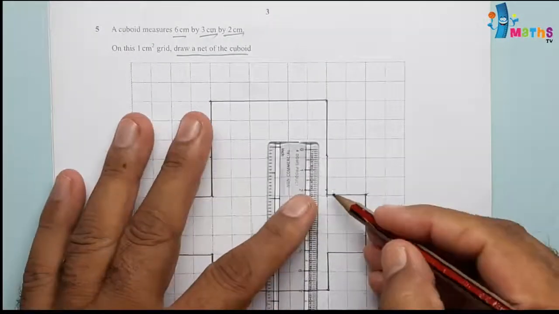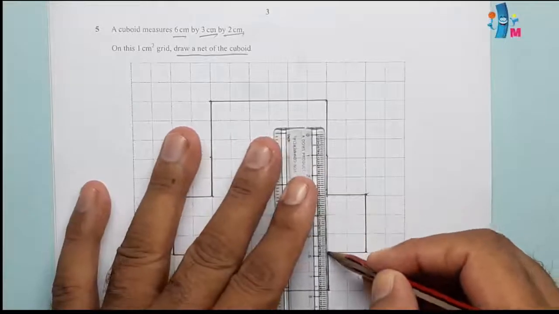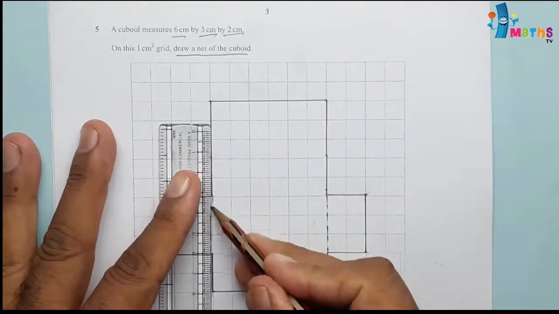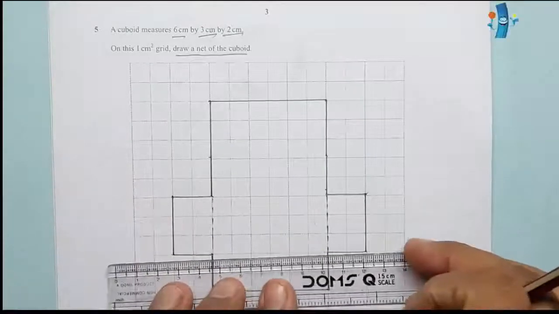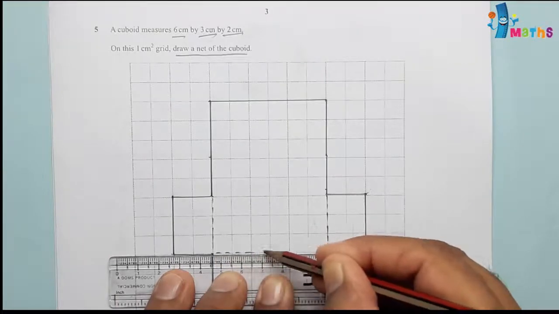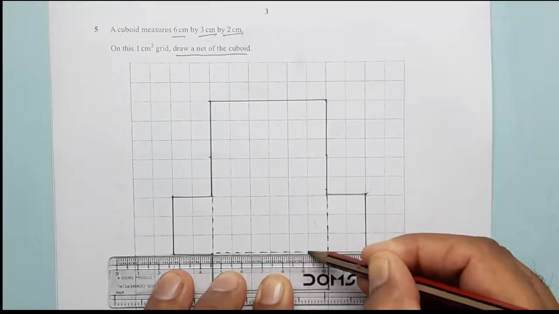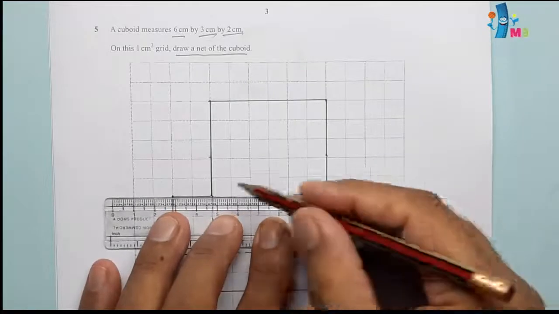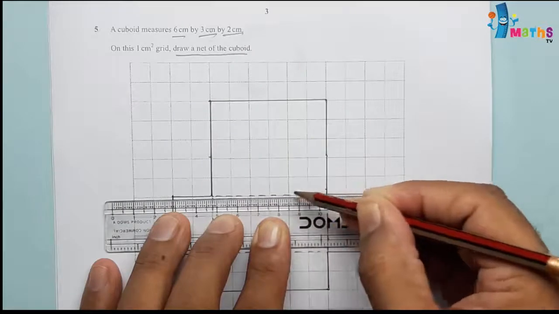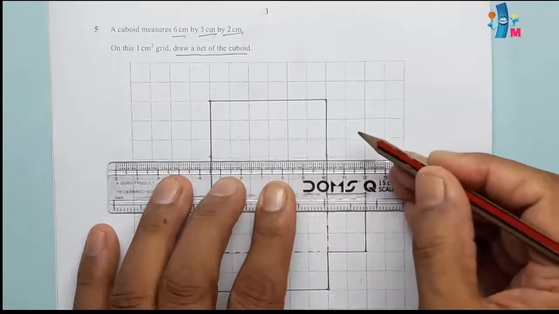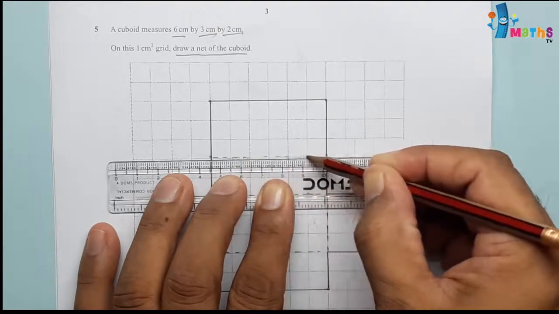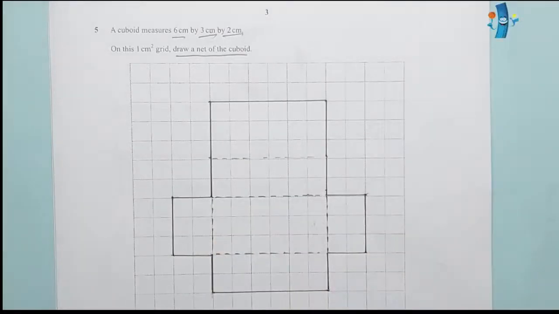If you want, you can show foldings with dotted line, and this will be the dotted line. You can show foldings with dotted lines. So these are the dotted lines which we are showing. This will be the net. Here also there is folding, so you can show folding with this one.